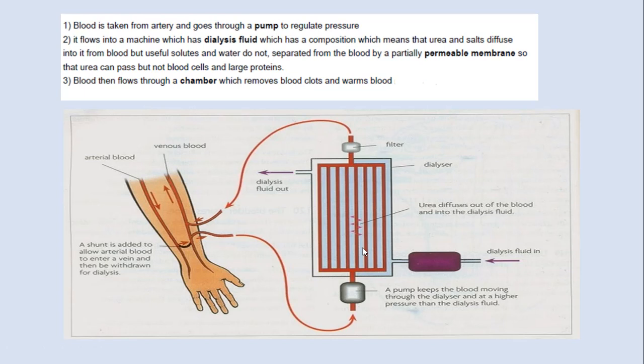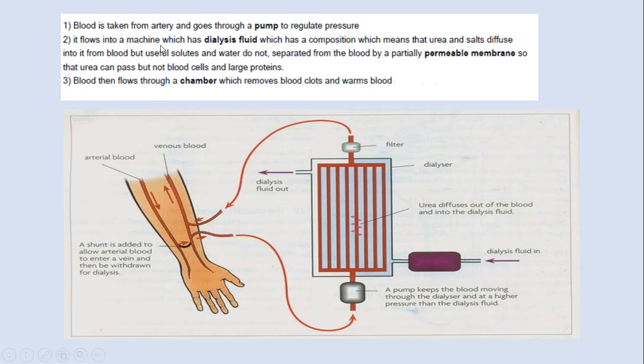the high pressure is not enough. We have here like a membrane. It's like a tubing, a selectively permeable membrane. That's why large molecules such as proteins cannot get out from the blood. So protein gets back again to the blood. So only the particles which are small and can pass through this selectively permeable membrane can pass, and if they are at higher concentration in the blood than in the dialysis fluid.